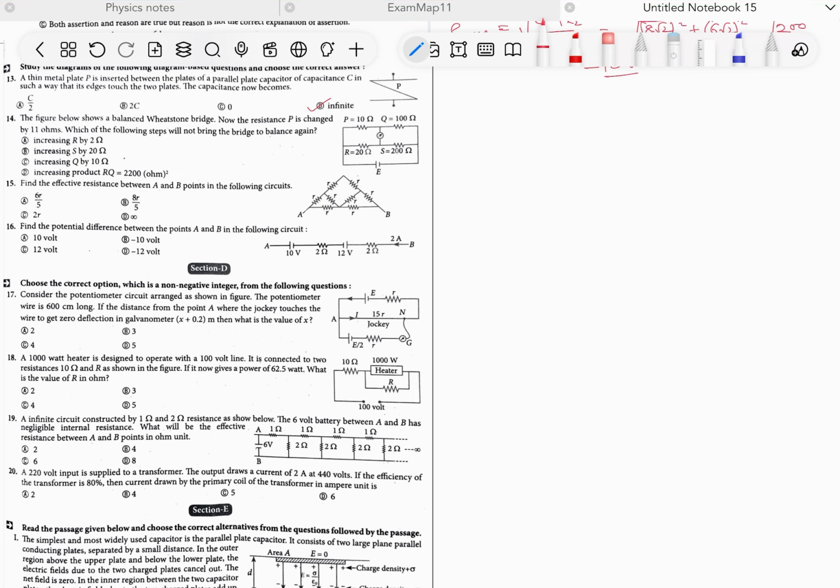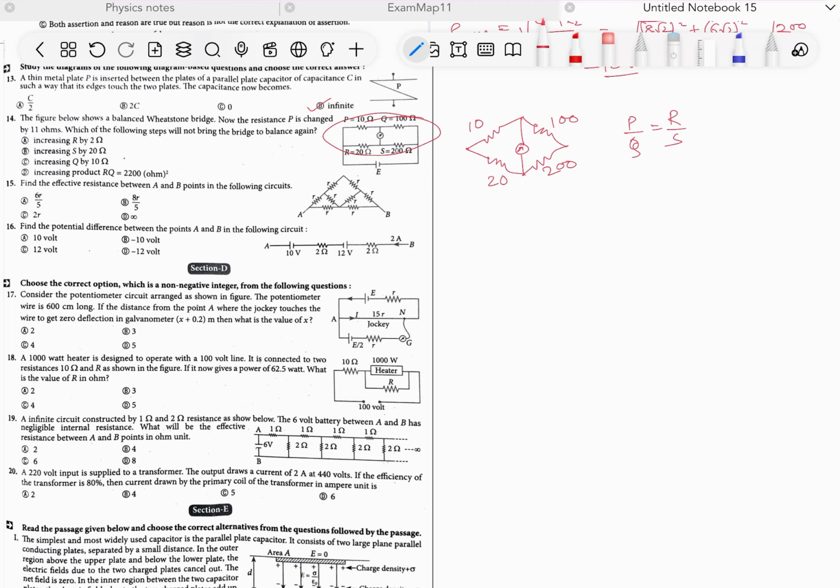Okay. Now question number 14 says it is a Wheatstone bridge. Basically it is a Wheatstone bridge. So the Wheatstone bridge has 10 ohm resistance, 20, 100, and 200. Okay, and there is a galvanometer. So here the condition P by Q equal to R by S is valid, because 10 by 20 equals half and 100 by 200 is also half.